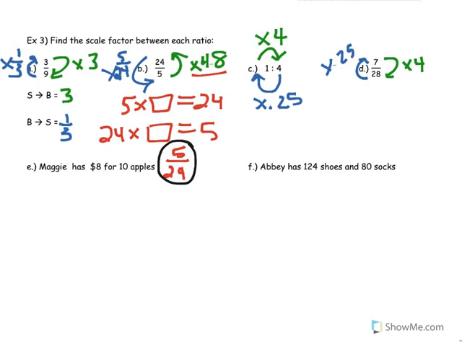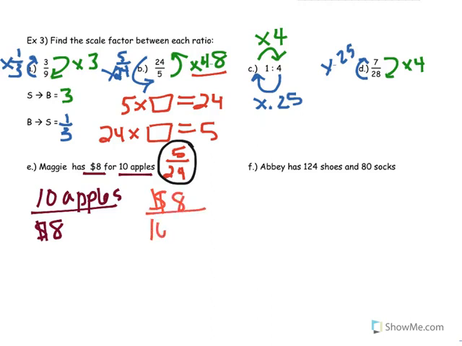All right, so in parts E and F, we have some units, like a real-world situation. And what I want you to talk about with these is I want to connect this to something you might have learned in 7th grade. So Maggie has $8 for 10 apples. We're still comparing two things. We're comparing money to apples. So I can still make the ratio 10 apples for $8. Okay? Now remember, what we said was that was different than the ratio of $8 to 10 apples.